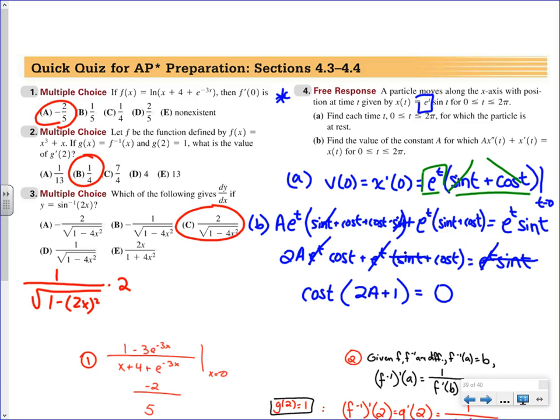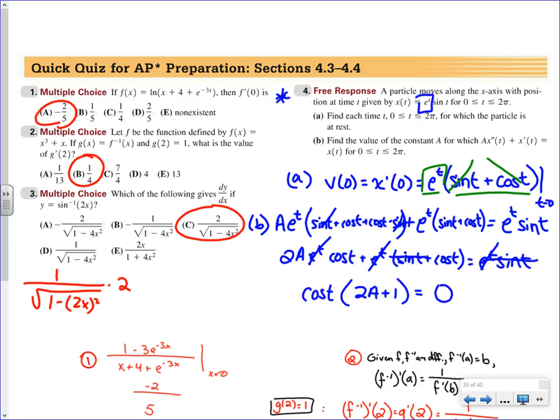Find the value of a for t within 0 to 2 pi. So that would be cosine inverse 2a plus 1 equals pi, right? Oh no, it would be pi over 2, right? And then 2a subtract 1 divided by 2. They're asking for a. So they're asking for the value of a that makes this true.